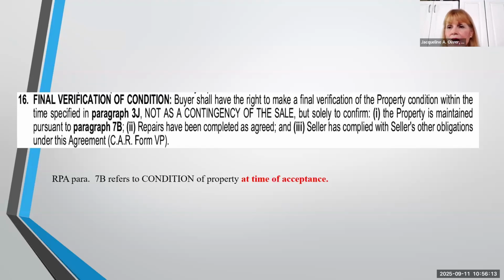And so, again, I was telling you that if you have a problem, you should bring it up there. If they haven't complied, notice to perform. Now, the RPA 7B refers to condition. What condition? It's the condition at the time of acceptance.